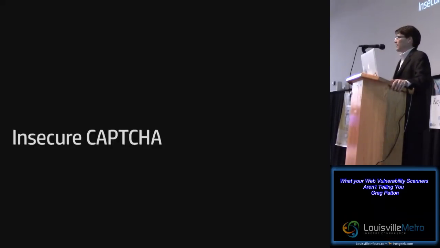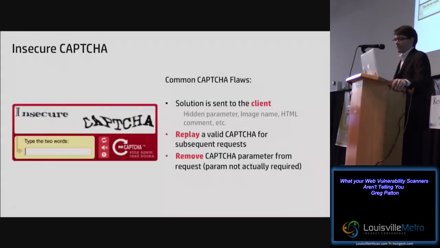The next item on my list of things that scanners don't do a very good job of finding flaws in are CAPTCHAs. And in testing applications, I often find flaws in CAPTCHAs. I think by default we're now programmed to think that if an application has a CAPTCHA control, it must be more secure. There's suddenly this extra step that I have to take to authenticate, or to buy my concert tickets, or to complete this transaction.